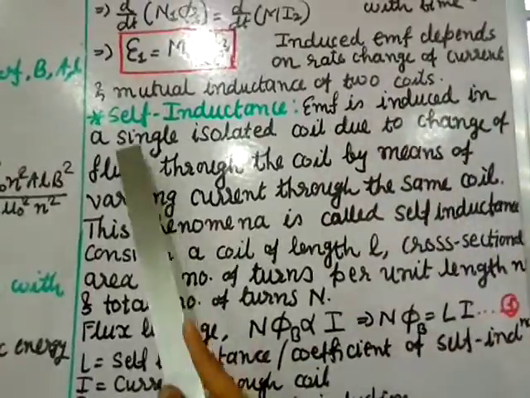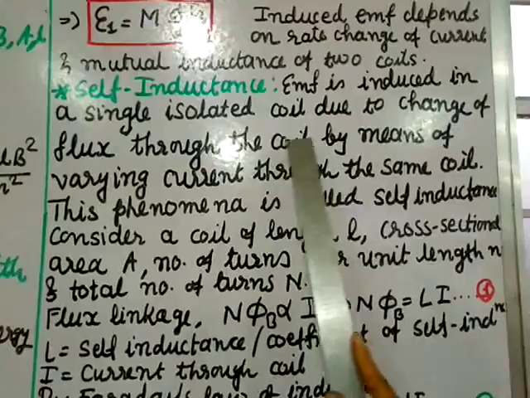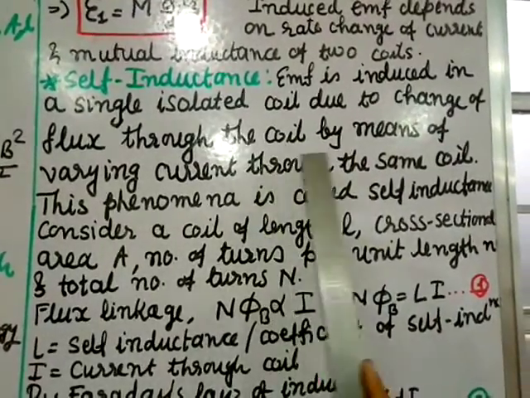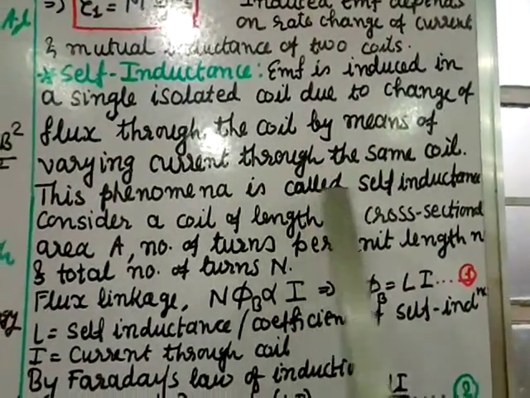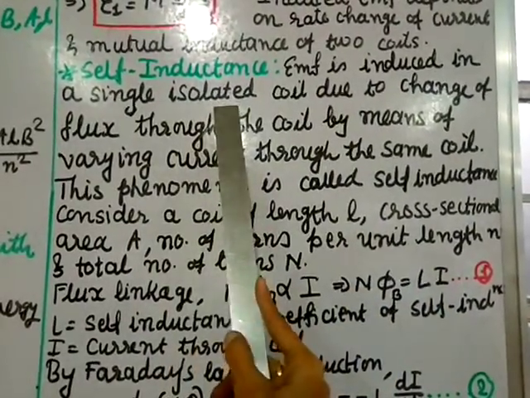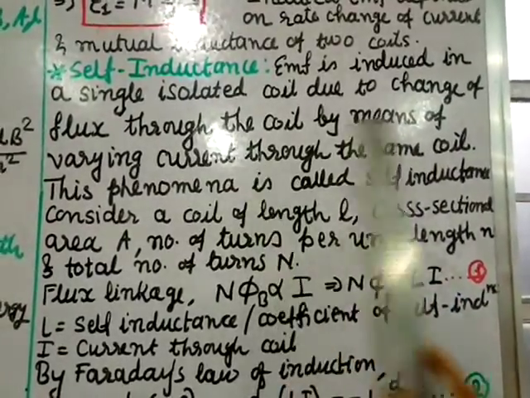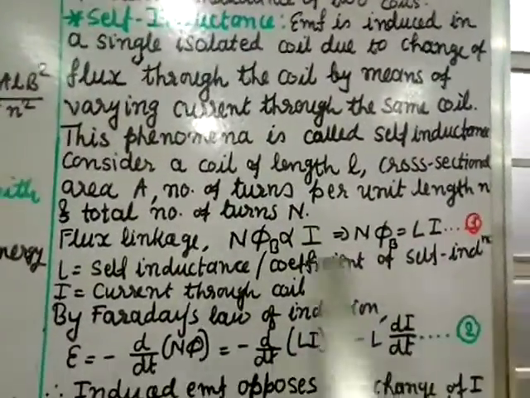EMF is induced in a single isolated coil due to change of flux through the coil by means of varying current through the same coil. This phenomenon is called self-inductance. That is, EMF induced in the single isolated coil because of change in the flux by means of varying the current is called self-inductance, and we shall calculate that.